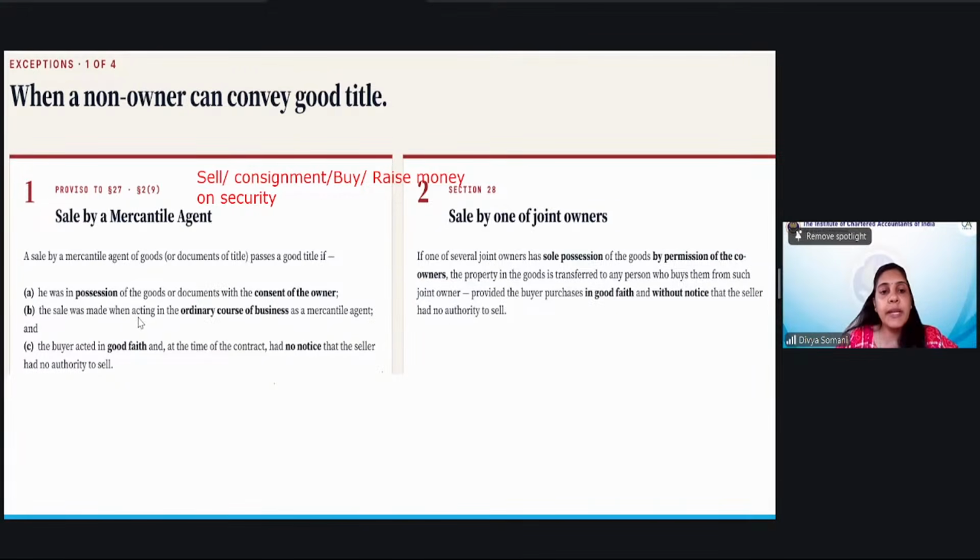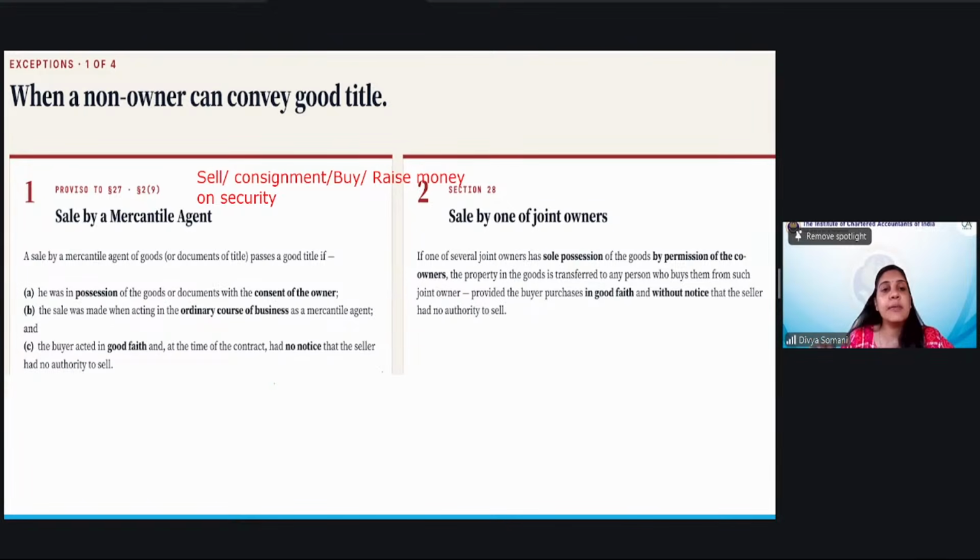Second, the sale was made when acting in the ordinary course of the business as the mercantile agent. So whatever action he has taken, that is done in the ordinary course of the business. Ordinary course means, being an agent, what all his responsibility was in the normal circumstances, in the normal course of the conduct of the business. So if he has used that power, then it is okay, not in extraordinary circumstances. Suppose the seller is asking him to sell the goods which are there. He has not asked him to sell the asset or the furniture of the shop.